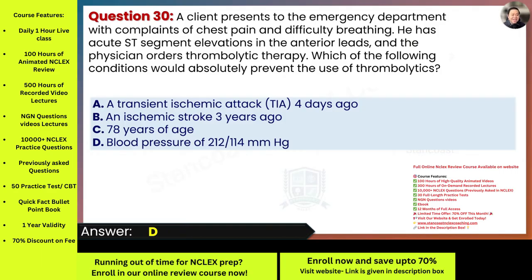Now, C, 78 years of age. Age alone does not prevent the use of thrombolytics. While it's true that older adults have a higher risk of complications like bleeding, age by itself isn't a reason to rule out thrombolytics. And if other treatment options like PCI aren't available, thrombolytics might still be a good choice for elderly patients, depending on the overall clinical picture. So again, C is incorrect because age doesn't prevent thrombolytic use.